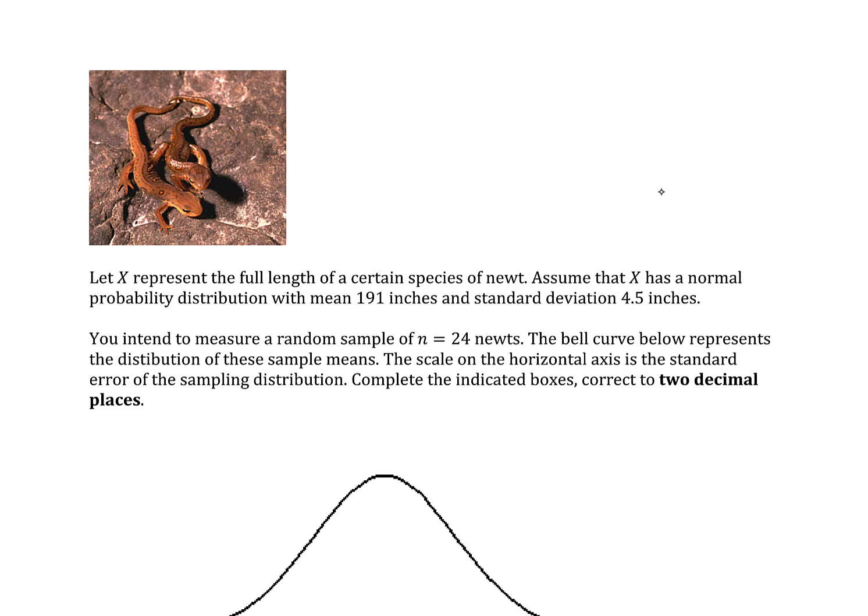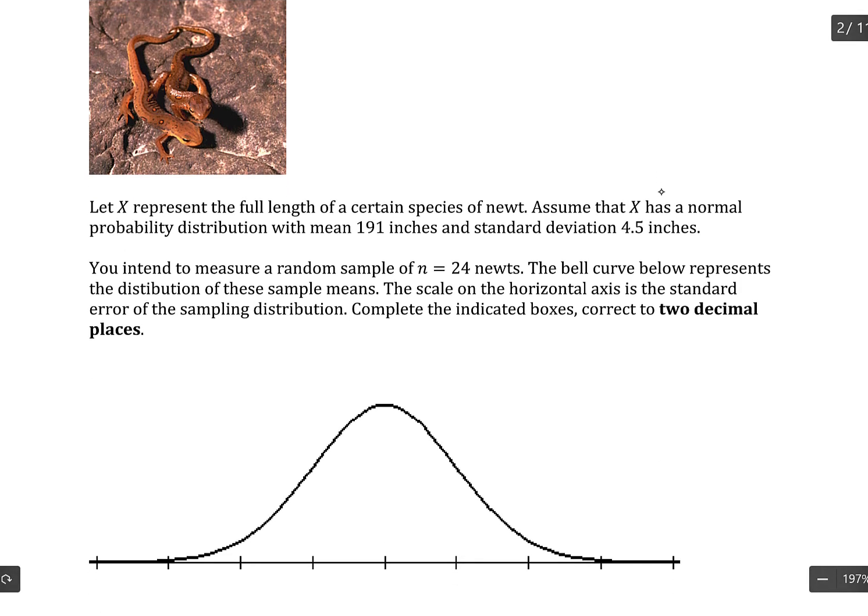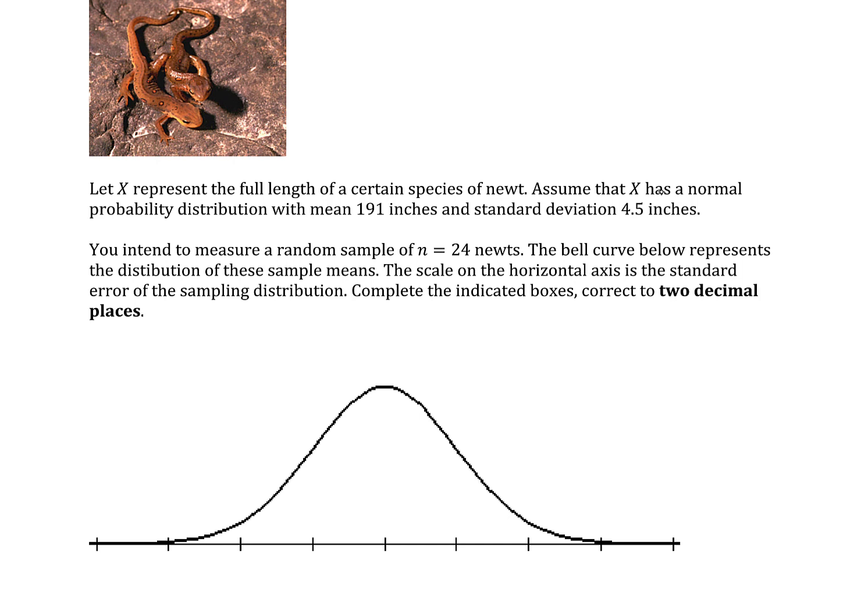Let x represent the full length of a certain species of newt. Assume that x has a normal probability distribution with mean 191 inches and standard deviation 4.5 inches. You intend to measure a random sample of n equals 24 newts. The bell curve below represents the distribution of these sample means.